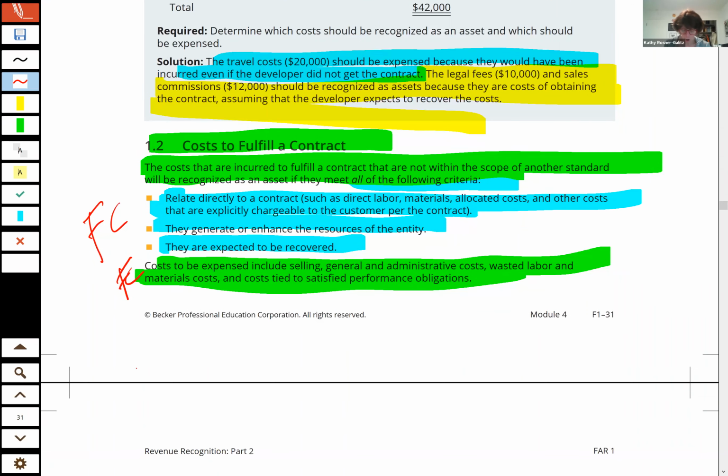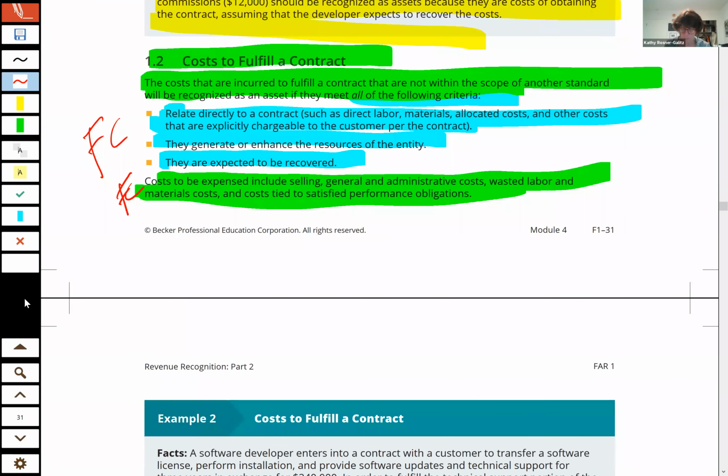Okay. What do they mean by costs tied to satisfied performance obligations? Do they mean something that was already satisfied? Is that what they mean? No, I think costs tied to satisfied performance obligation would be if I'm going to have to provide some sort of service under that, I'm obviously going to expense the salaries associated with that service person. So costs that I have to incur to complete my obligation under the contract are going to be expensed as I incur them under the matching principle, right? Okay.